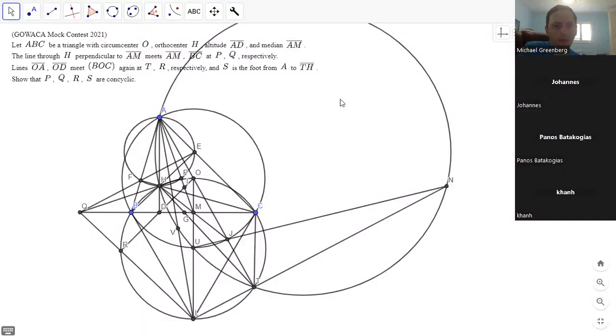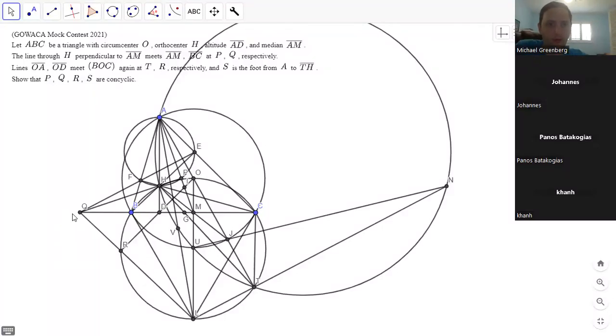PQRI we already proved was cyclic. You guys already did that? Yeah, we did that. So how do you prove that? Sorry, how do you guys prove PQRI cyclic? So Panos actually proved it.